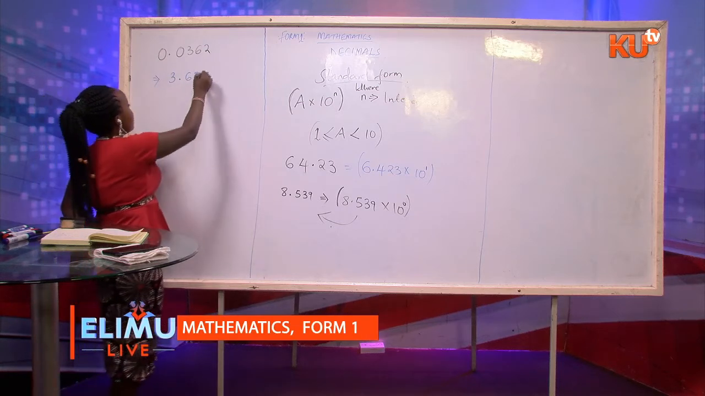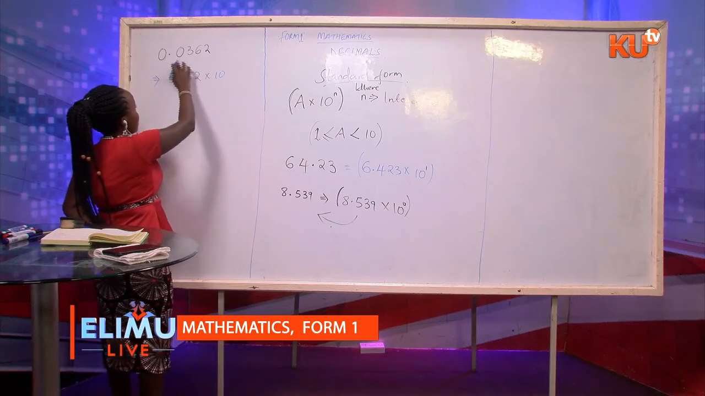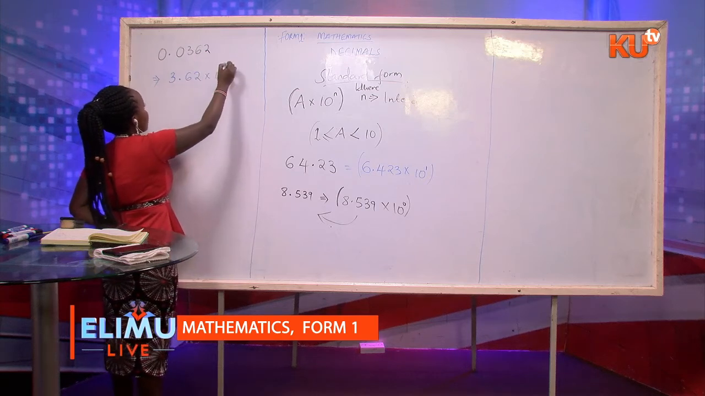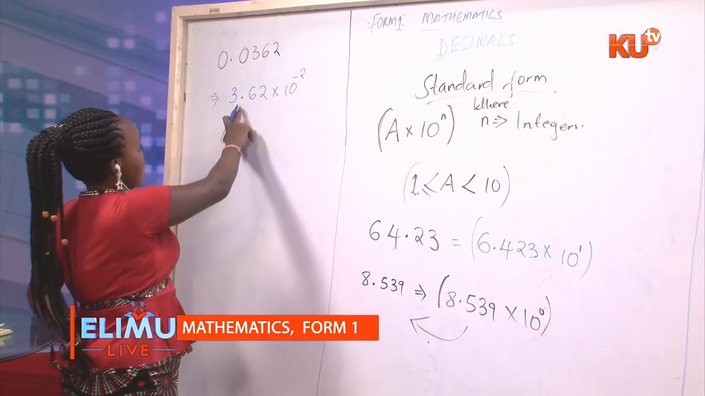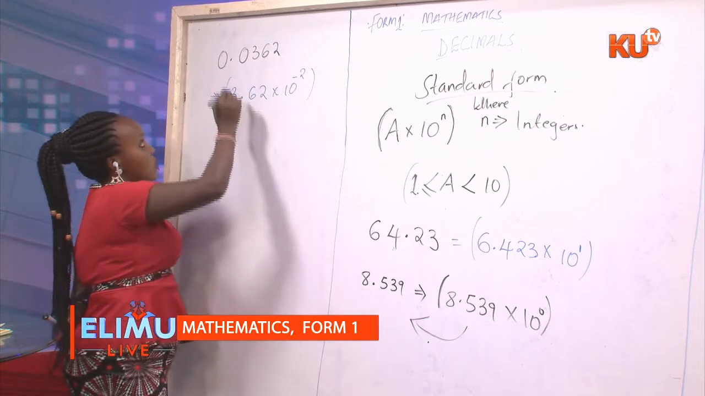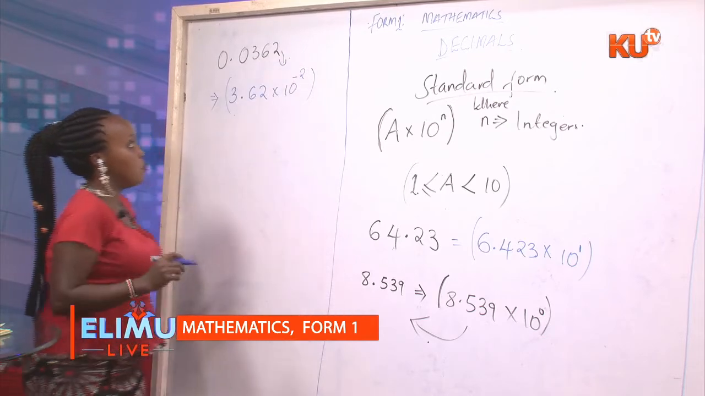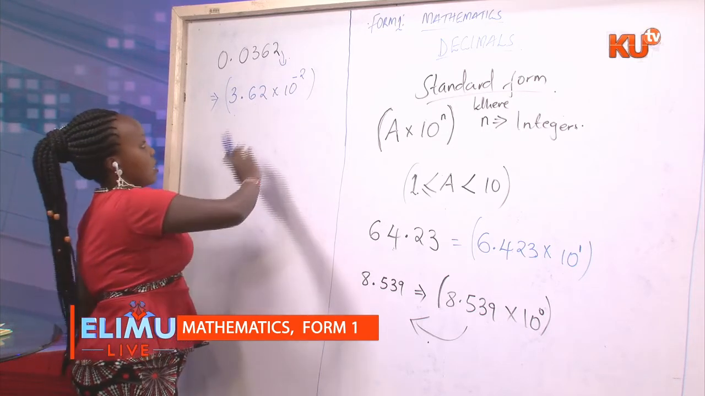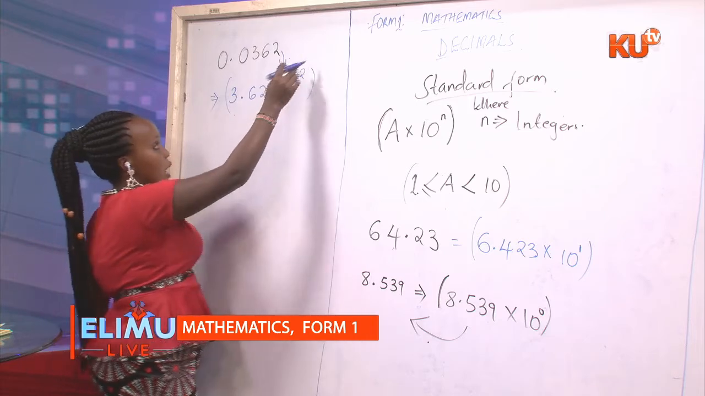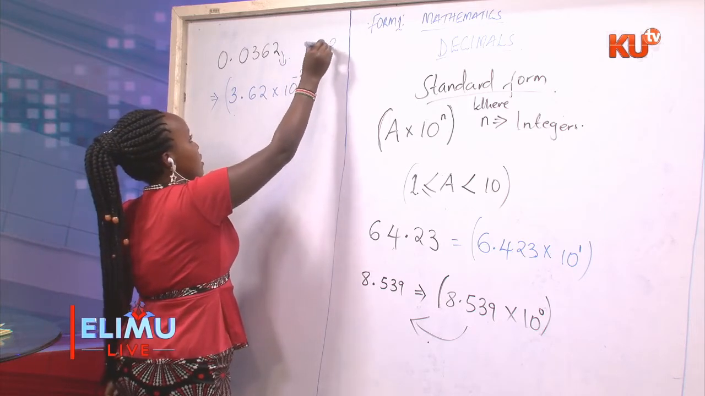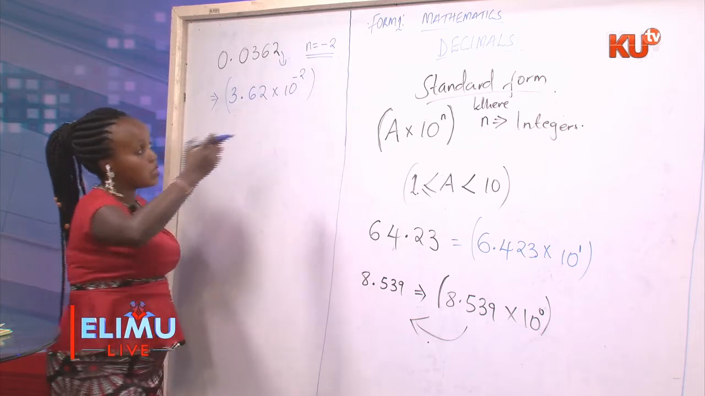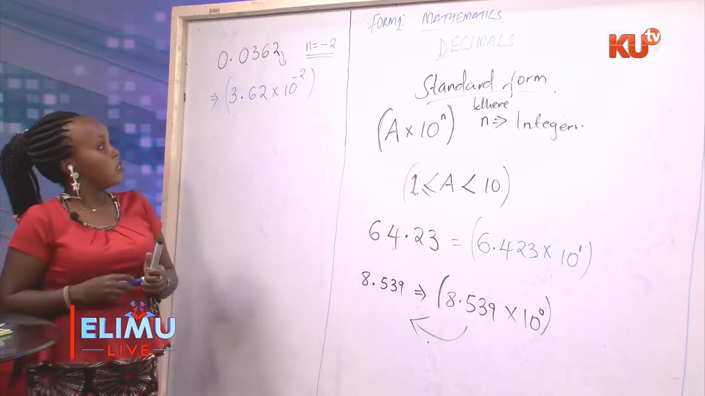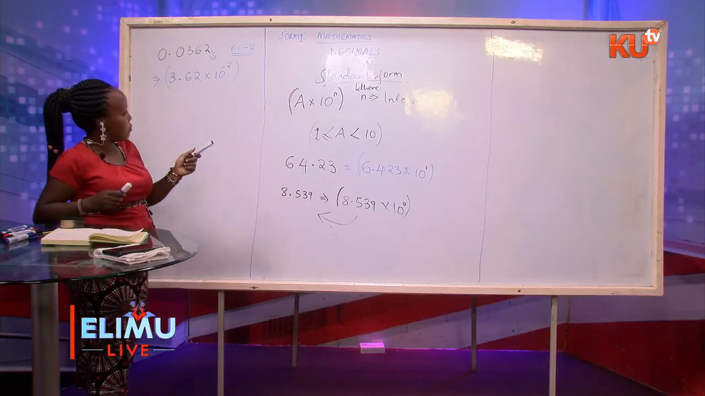3.62 times 10, and if you look at the decimal place, we've moved it toward the right, so this will be a negative. How many times? It was 2 times, so this will be 3.62 times 10 power negative 2. That is how this number can be written in standard form. We've made it greater than 1 and less than 10, then times 10 power negative 2, whereby our n here is represented by negative 2, which is an integer because that is a negative whole number. So that is how we express numbers in standard form.